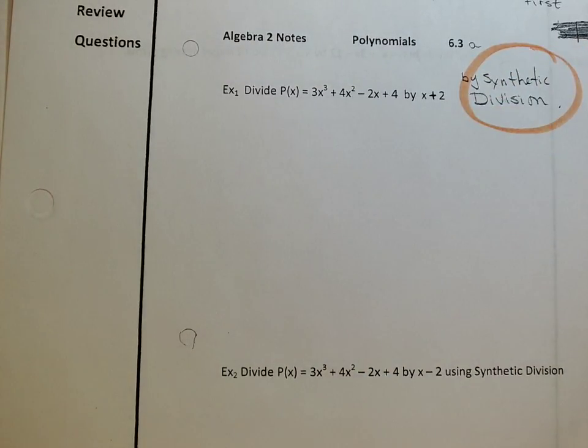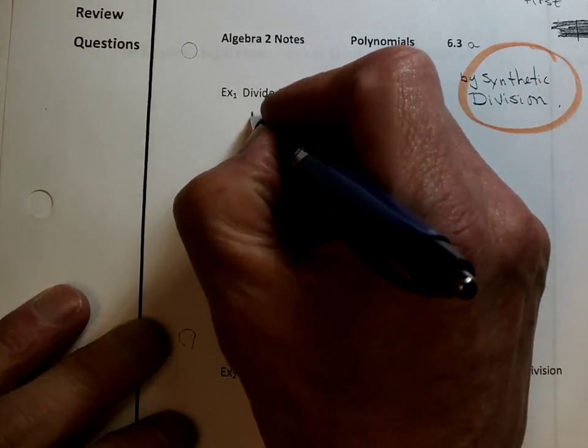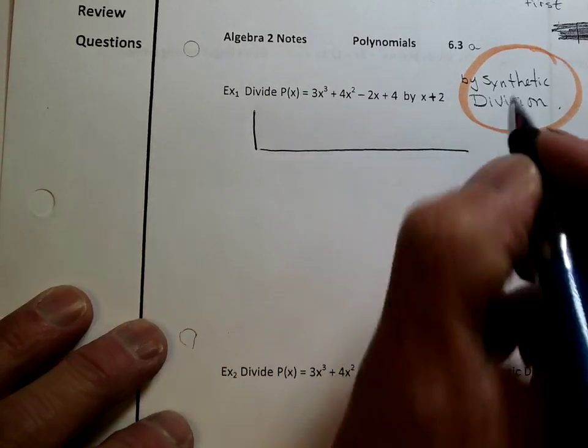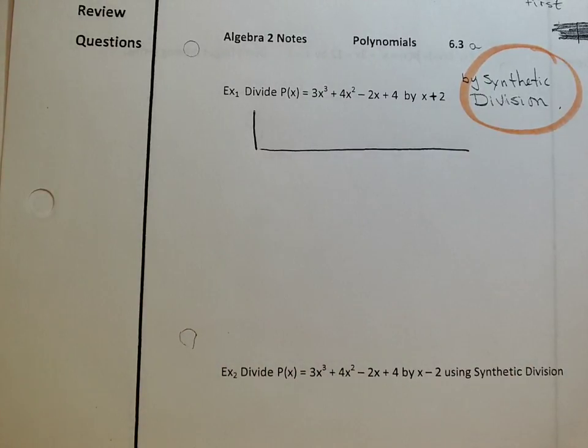Think of synthetic division as upside down division, okay? When we do synthetic division, the first step is to draw an upside down division line. Have you seen this before? No. Okay, so when you draw the upside down division sign, you're doing this kind of division.